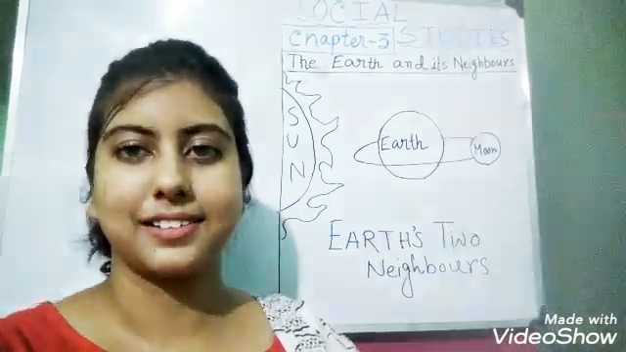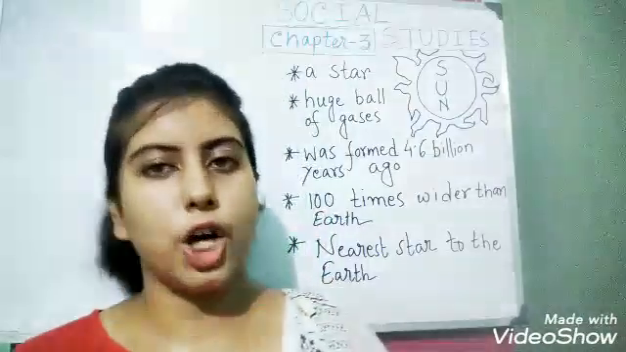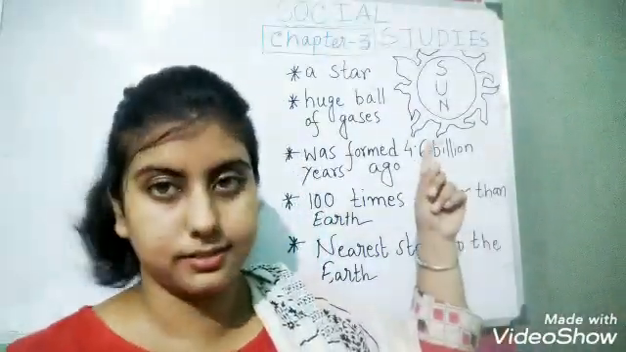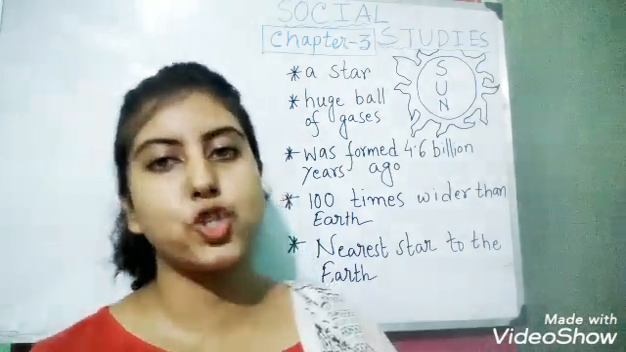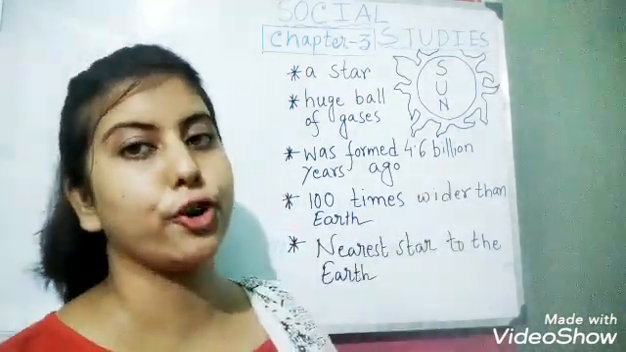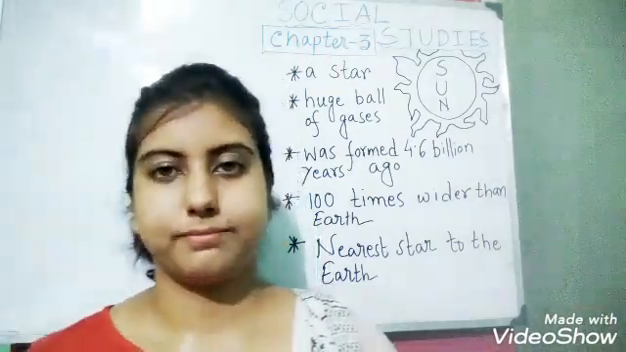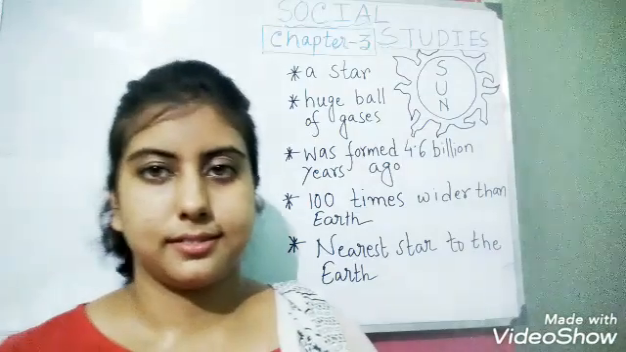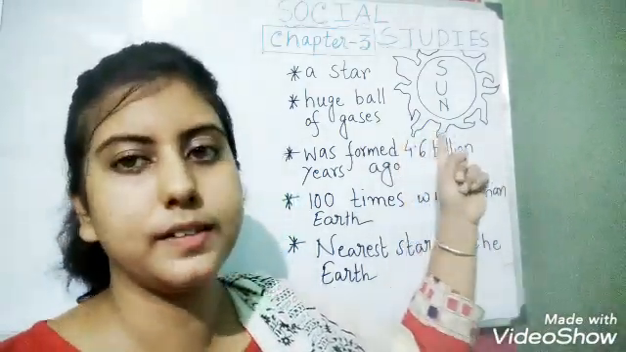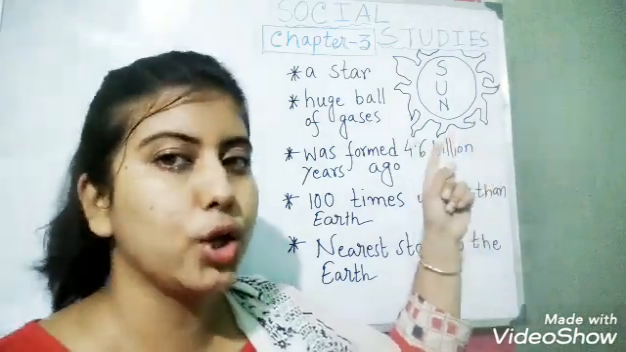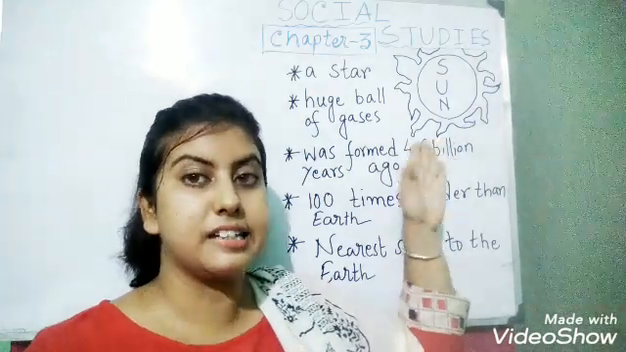Let's start. First, we will learn about the sun. Before that, please open page number 16 of your social studies book. Now, the sun. I have drawn a picture of the sun on the board. Look carefully. It is looking like it is burning.